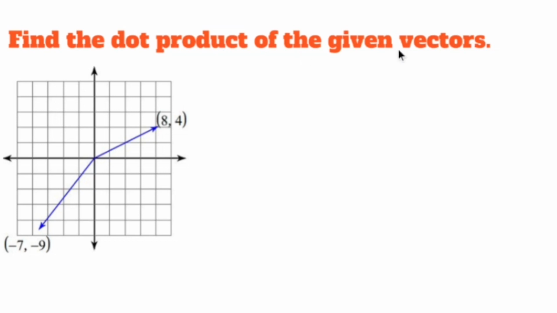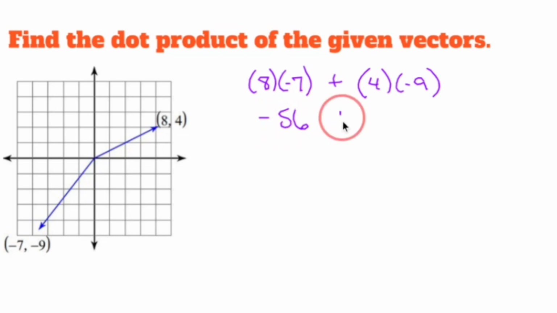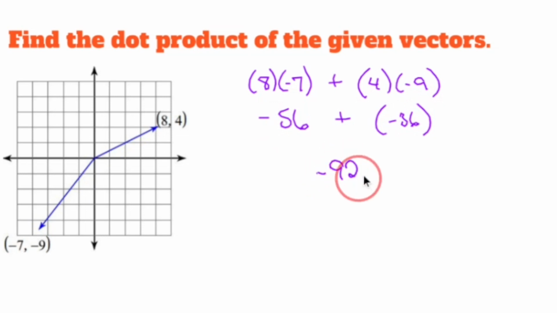Find the dot product of the given vectors. All right, we have a picture, which is unnecessary because when you find the dot product, what you do is you multiply the x values, so 8 times negative 7, add the product of the y values, so 4 times negative 9. This gives me negative 56. This gives me negative 36. This gives me negative 92. And that's that.